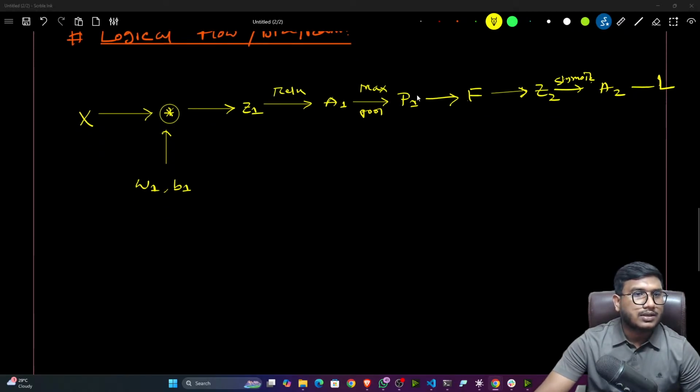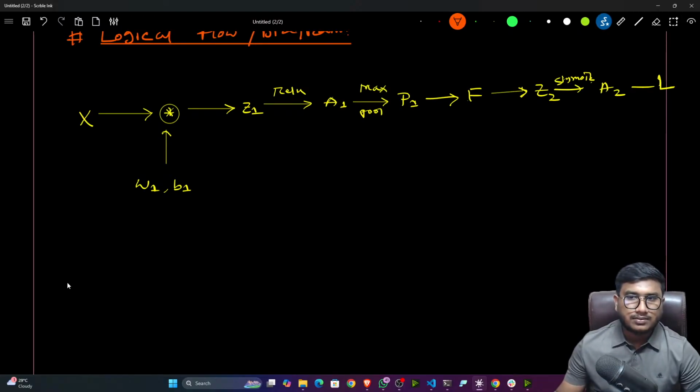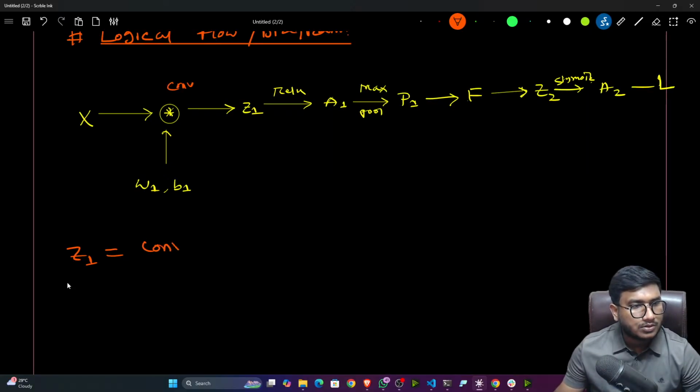Now see, let's try to understand how these parameters are coming. So here I'll take a new color. First of all, let's see how this Z1 is coming. How is Z1 coming, guys? You are doing the convolution operation, conv operation. And in convolution, what happens? You use filters, and a filter is nothing but your weight.